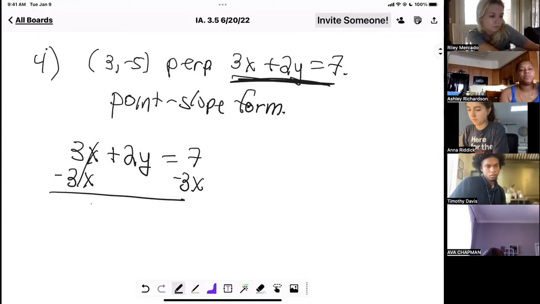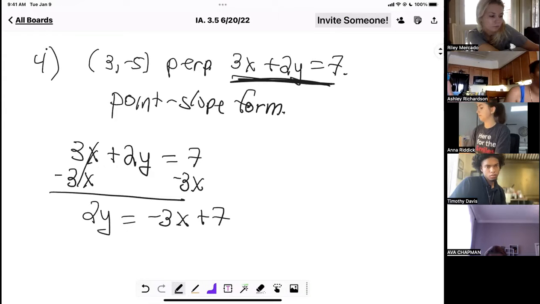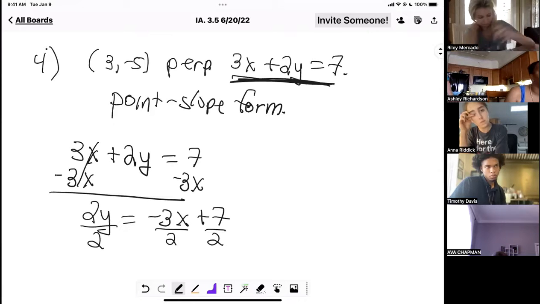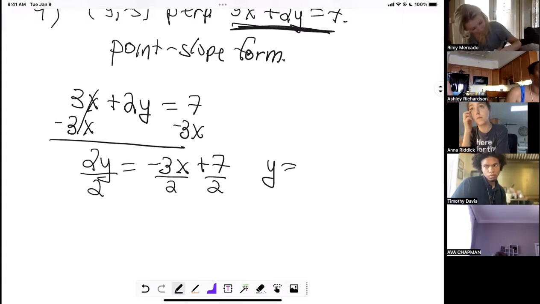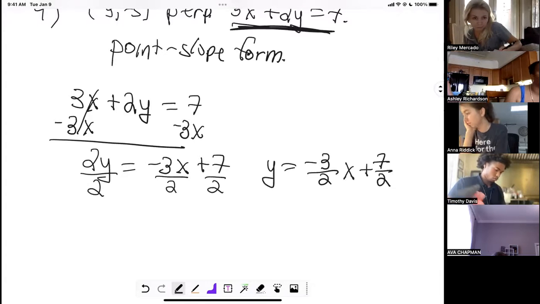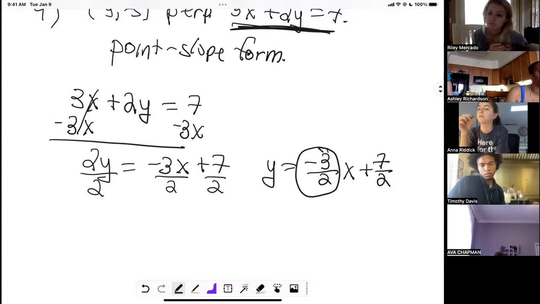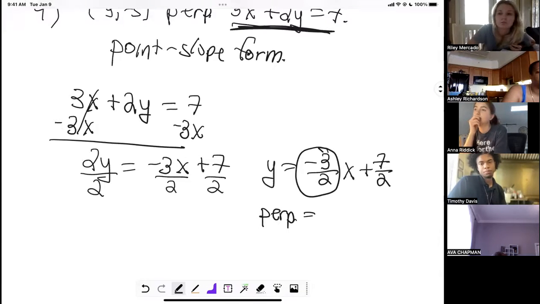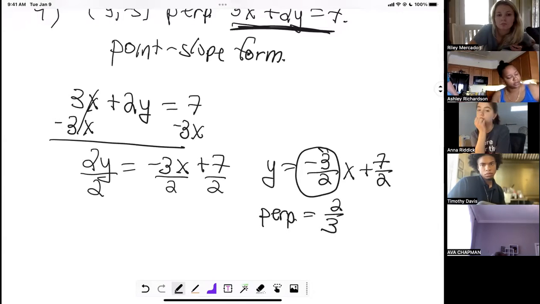Minus 3x, 2y is equal to negative 3x plus 7. Divide every single thing by 2 so I can get y by itself. So y is equal to negative 3 over 2x plus 7 halves. Okay, I got my slope, but it wants the perpendicular slope. So if my slope is negative 3 halves, my perpendicular slope has to be the opposite sign, positive, reciprocal, flip. Perpendicular slope is 2/3.